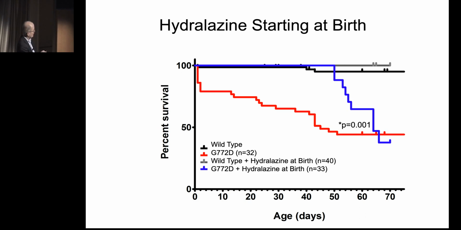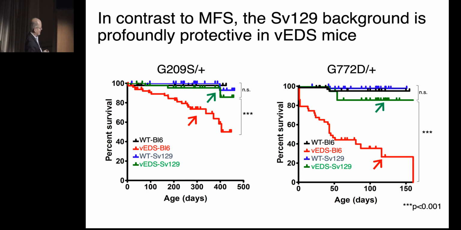So now we're focusing on exploring a potential role for androgen signaling in this recurrence of dissection in mice that are protected up until that point. What we're most excited about is the genetic modification of vascular EDS. In both our mild model and our very severe model, now if you put the mutation on the 129 background, the background that was detrimental in Marfan syndrome, it's dramatically protective in vascular EDS, with the mice living out to getting close to a fully normal mouse lifespan.